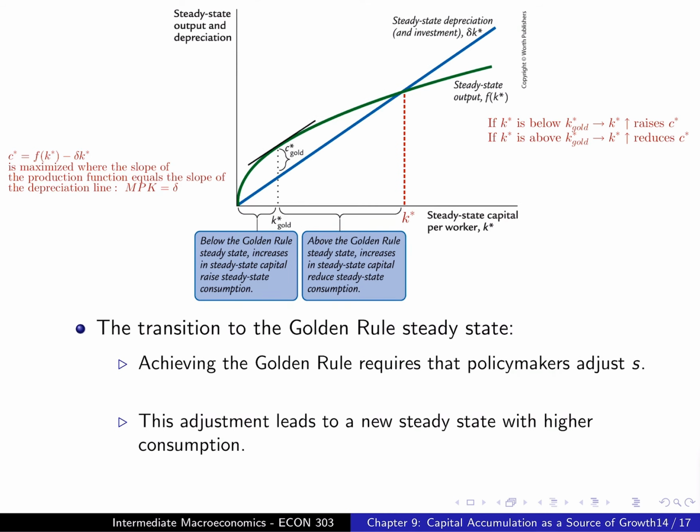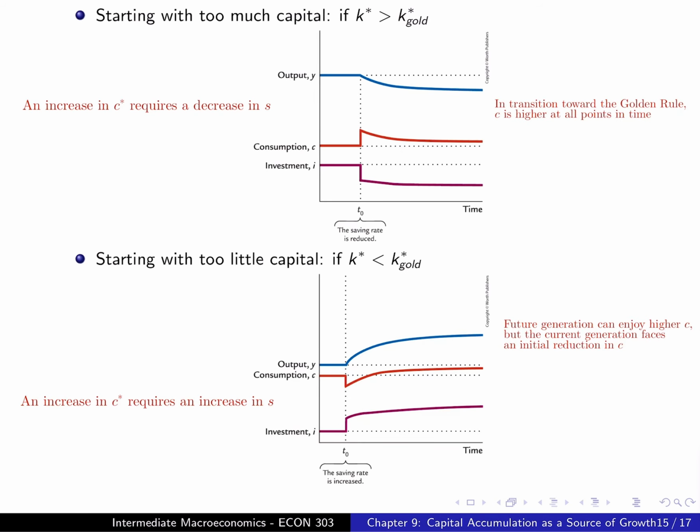The transition process is that achieving the golden rule requires that policymakers adjust the saving rate. This adjustment moves the economy to a new steady state with a higher level of consumption per worker. Let us now examine the adjustment process when the economy begins with too much capital, that is, if lowercase k star is greater than lowercase k star gold.